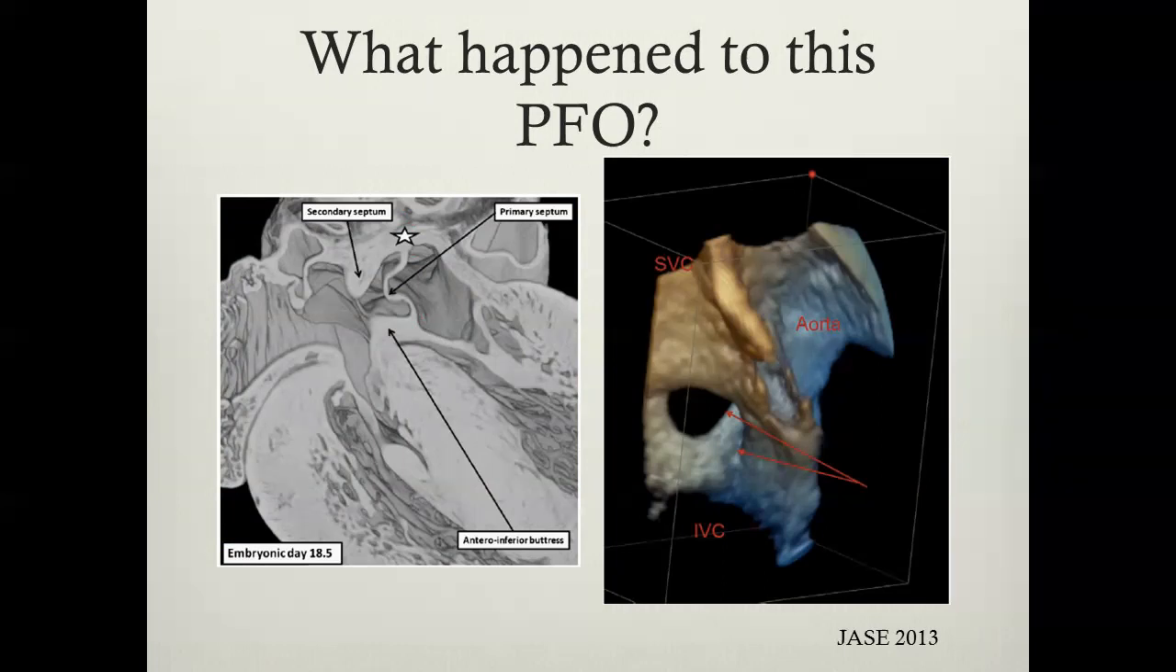This is found in an adult. This is a mouse embryo. And we don't have anything to, and mice don't have insurance, so we don't try to close the PFOs.